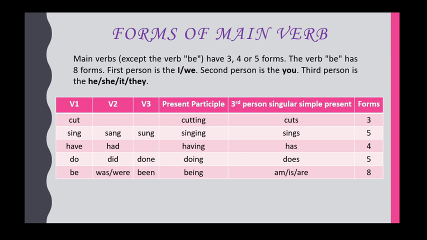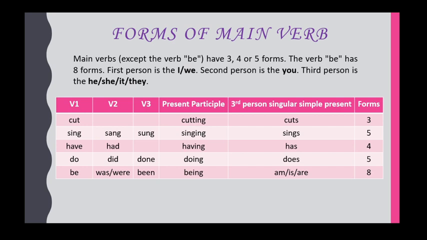Now next comes the first person, that is I or we. Second person is you. Third person is he, she, it or they. Now, there are in total 7 pronouns. In that, I and we go for the first person. Then comes you. You goes for the second person. And the remaining pronouns, he, she, it or they, go for the third person.